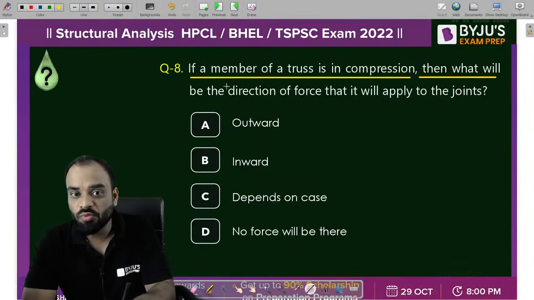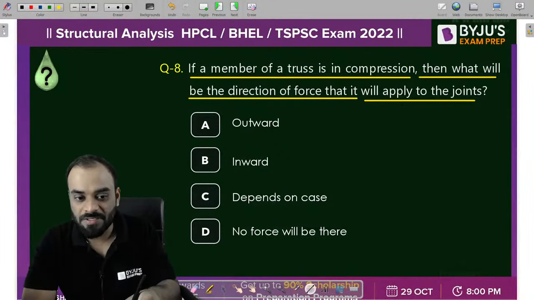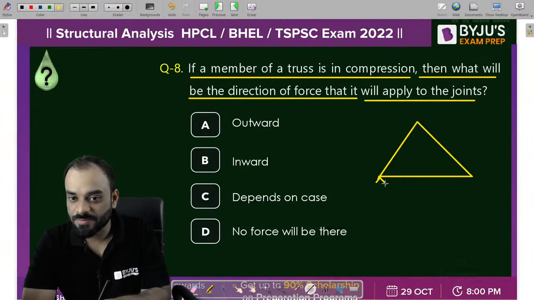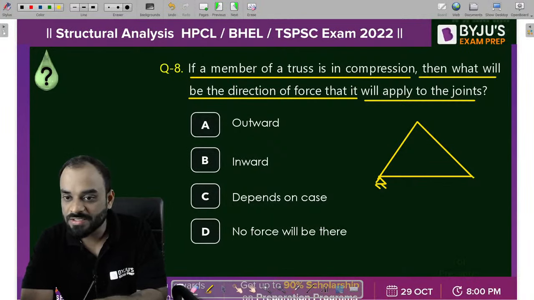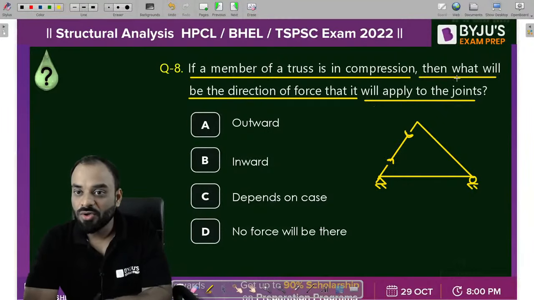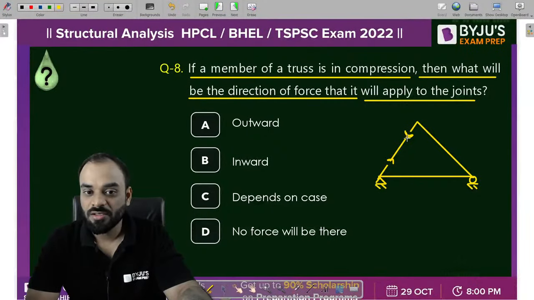then what will be the direction of force that it will apply to the joint? That means, let us suppose this is a truss. Now, let us consider one of the members is in compression. So let's cut it. So this member is in compression. Now what should be the direction of force applied by this particular member at the joint? That is the question. It should be outward, inward, depend upon the case, or no force will be there.